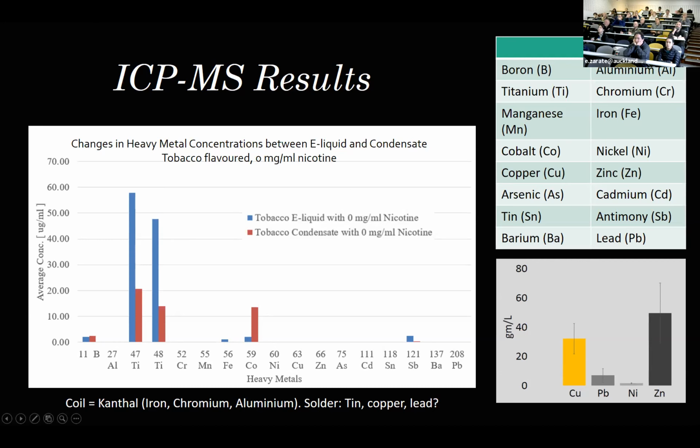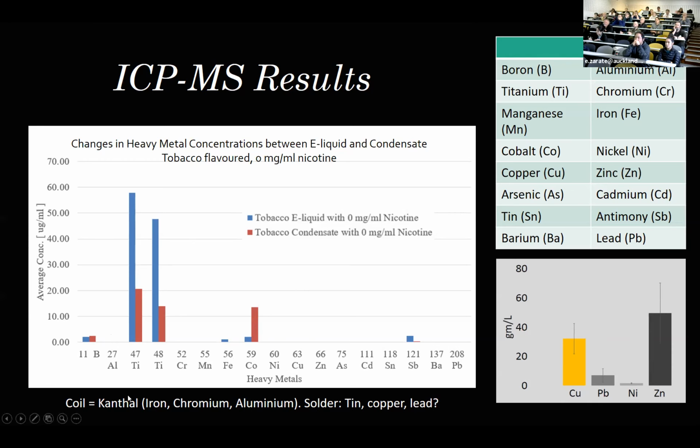So these could come from the manufacturing process, which is not very well quantified, in terms of what metals could come in from the manufacturing or which components they're coming from. But there were a couple of increases in the condensate samples, cobalt and boron. In our preliminary results, shown in this plot down here, we found fairly high concentrations of copper, lead, nickel, and zinc. And these correlate with the metals that are used in the device itself.